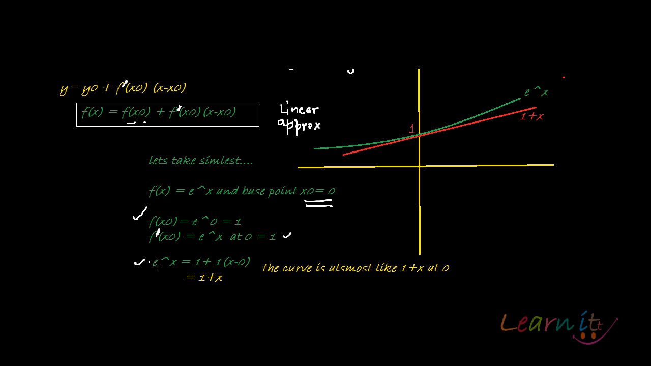So at 0, e to the power x will be almost equal to, and here I can write equal, but it's always better to write almost equal, like a congruency sign, 1 plus 1 into x minus 0, because 0 is my base point. So that is 1 plus x. So e to the power x will be almost like 1 plus x at 0.